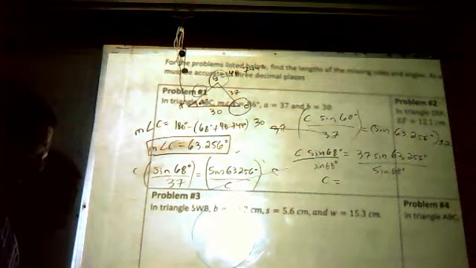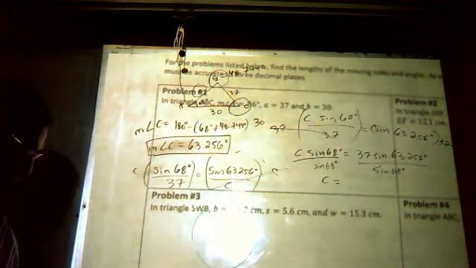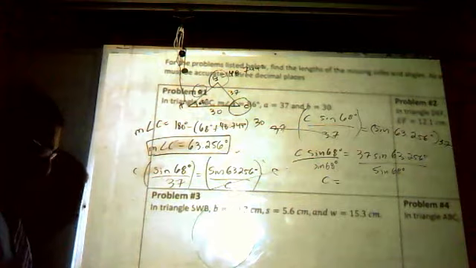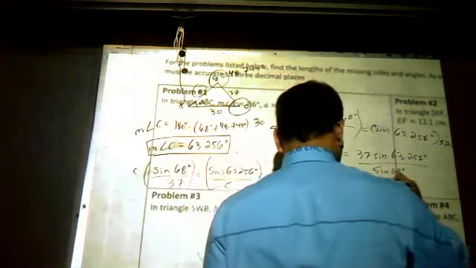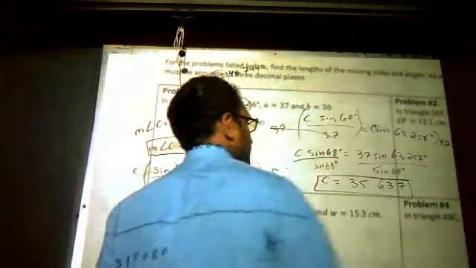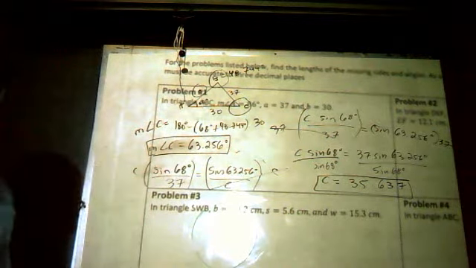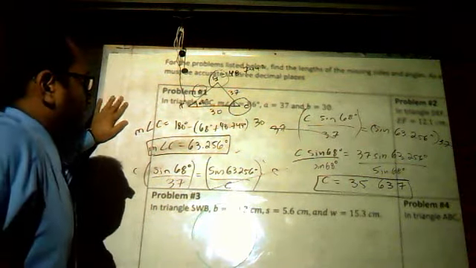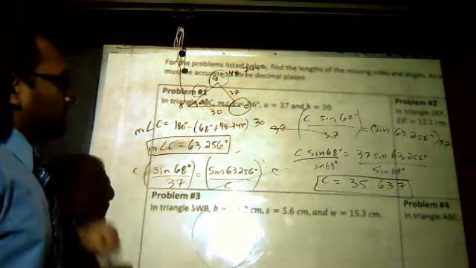Let's do it. You get the side value for C equal to 35.637. So you should have gotten 35.637. Alright, so we've solved for everything that we need to know, and that is the end of that problem. So we are good to go.